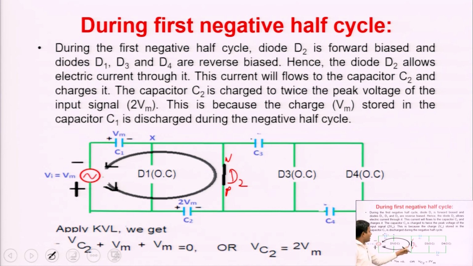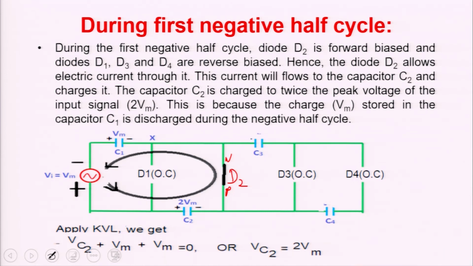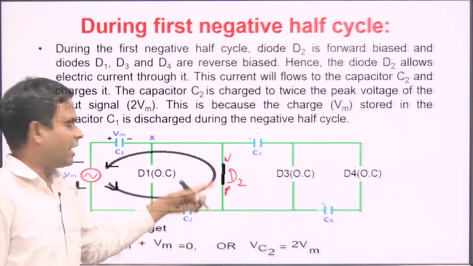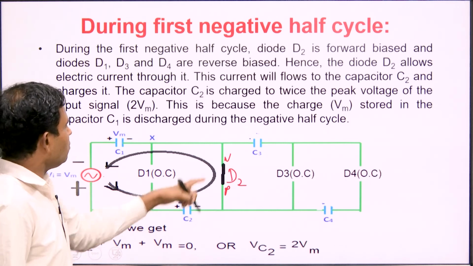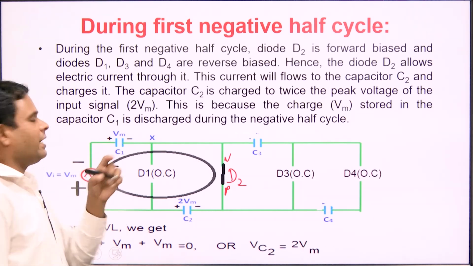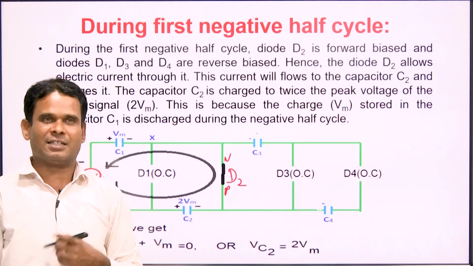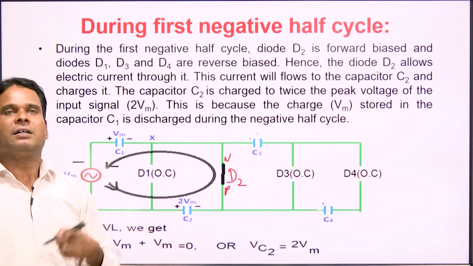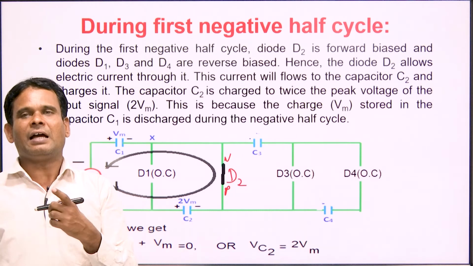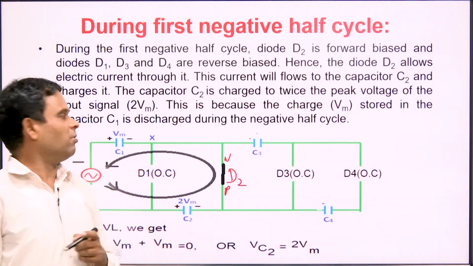On the other hand, D2 has ideally already got short circuited. This means the current will never flow through this path. The current will flow through C2, D2, C1 and V input only. This means only D2 is in forward bias and D1, D3 and D4 are in reverse bias.